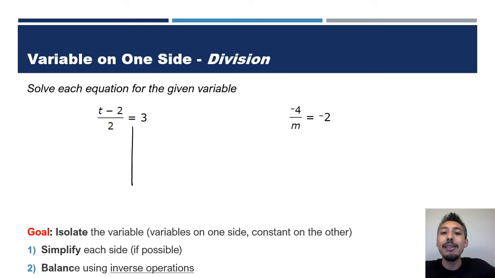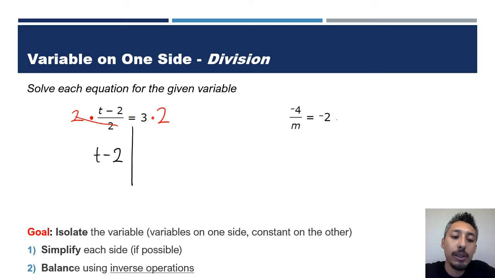Again, this says divide by 2. And if we want to get rid of that, we need to do the inverse. So here we're going to multiply by 2. And whatever we do to one side, we have to make sure we do the same thing to the other side of our equation. Because this is the inverse operation, 2 divided by 2, that technically just cancels out. So on the left side, we still have t minus 2. And on the right side, we have 3 times 2, so this is going to be equal to 6.